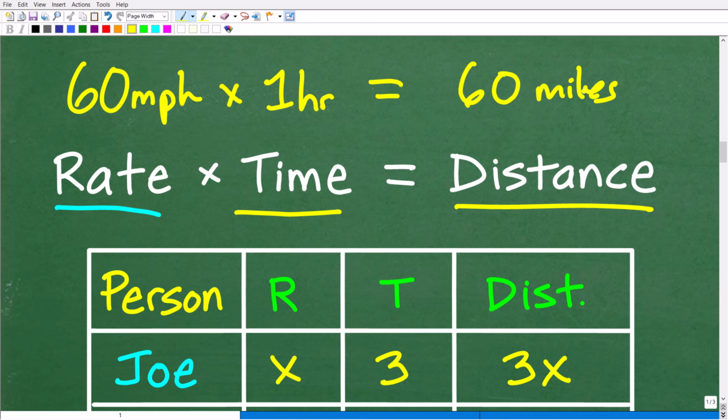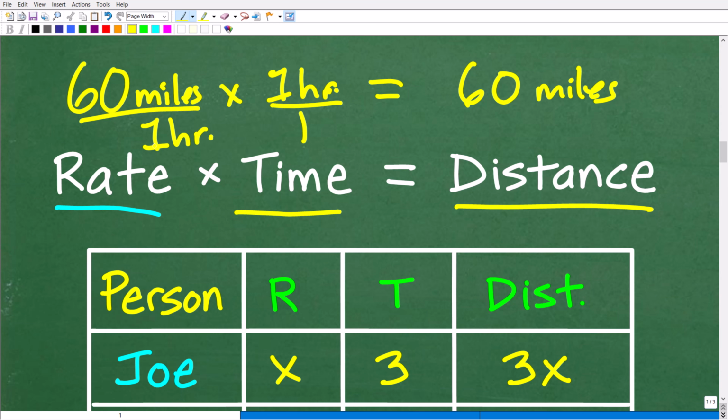So this seems like common sense, but we have to be very aware of the units of measure here. So miles per hour is actually a rate. In other words, we could write it this way, miles per 1 hour, and we're multiplying that by 1 hour. Okay, so what's going on here is this is a fraction, and these units of measure are being cross-canceled, and we're left with miles as our answer. So anytime you use a formula, you must be very aware of the units of measure.